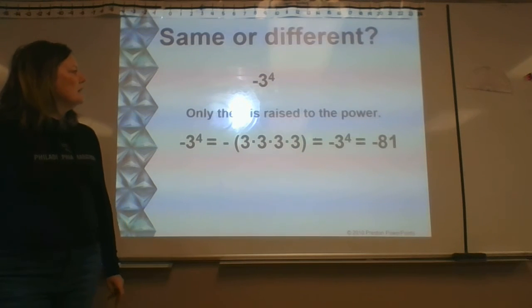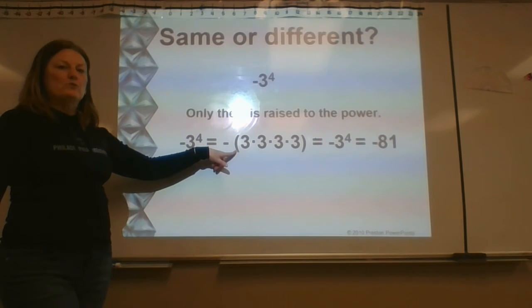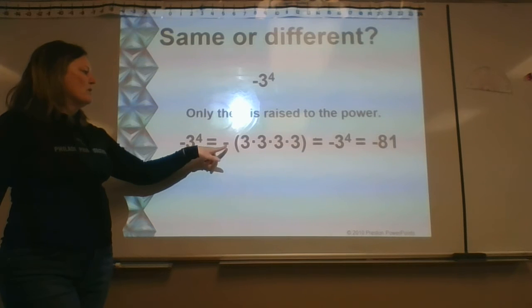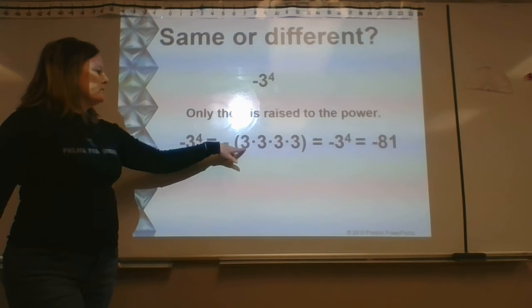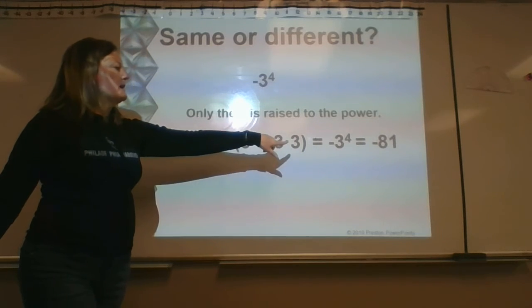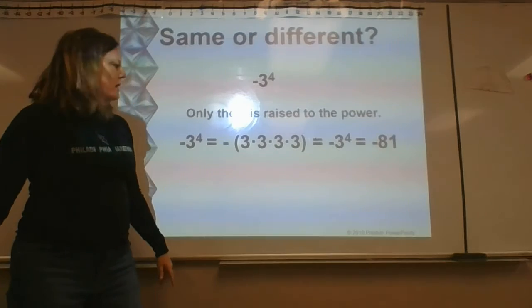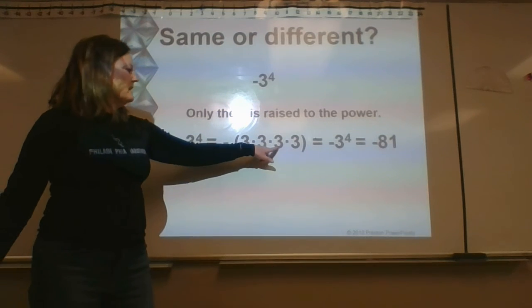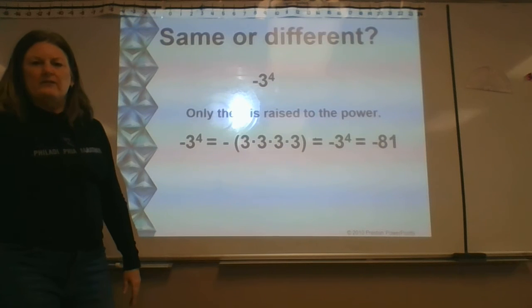So in the next one, we have -3 to the fourth. That just means that the 3 is raised to the fourth power and not the negative. So -3 times 3 times 3 times 3. So we get -3 to the fourth, which is what we started with. And then -81, because 3 times 3 times 3 times 3 is 81. Times the negative is -81.